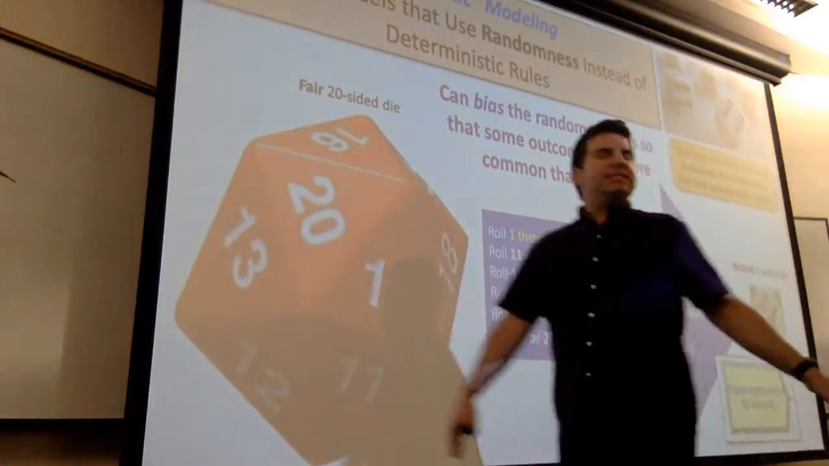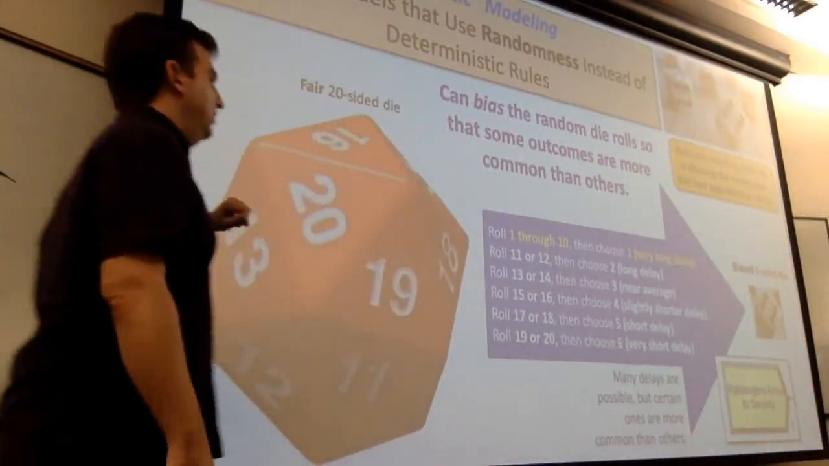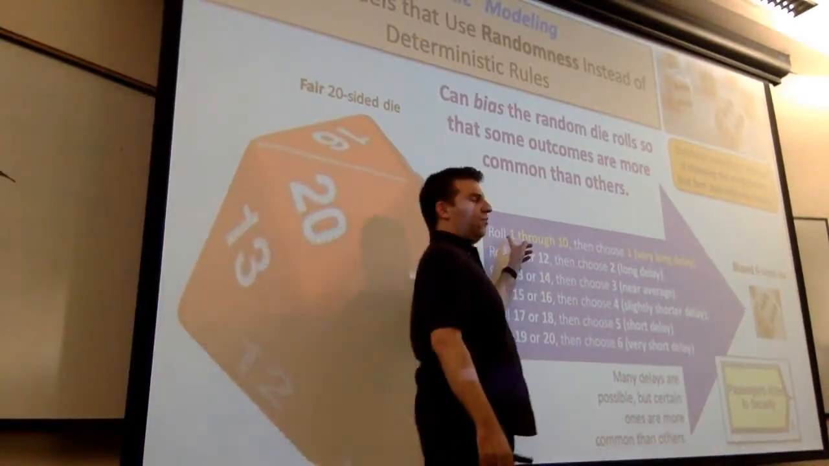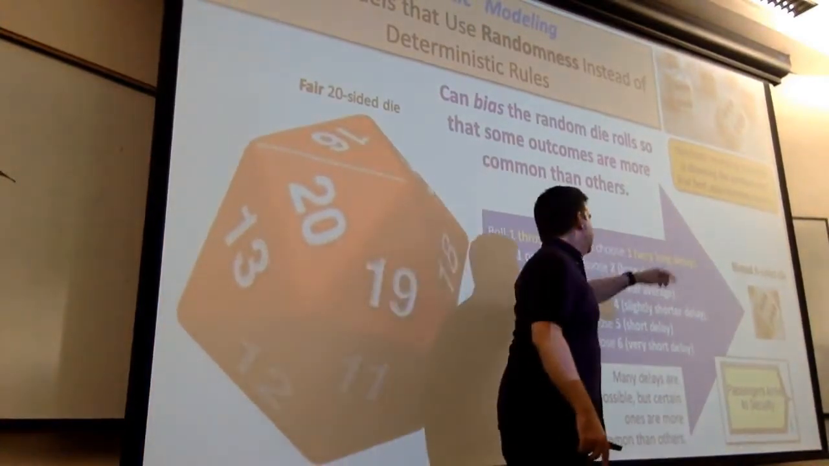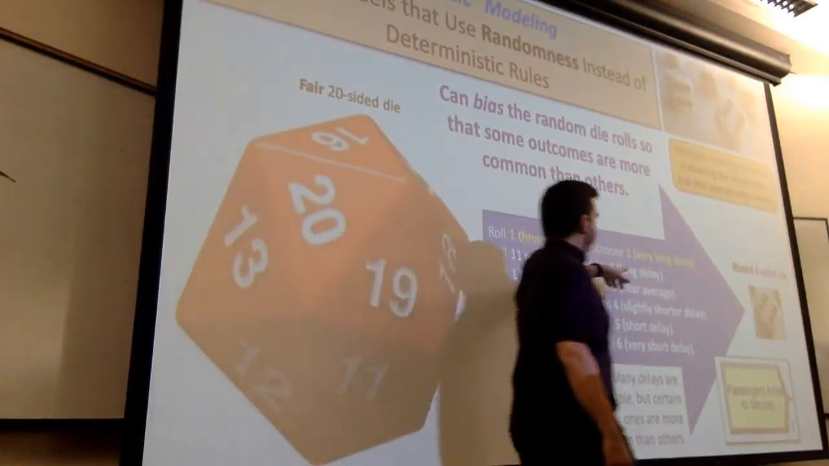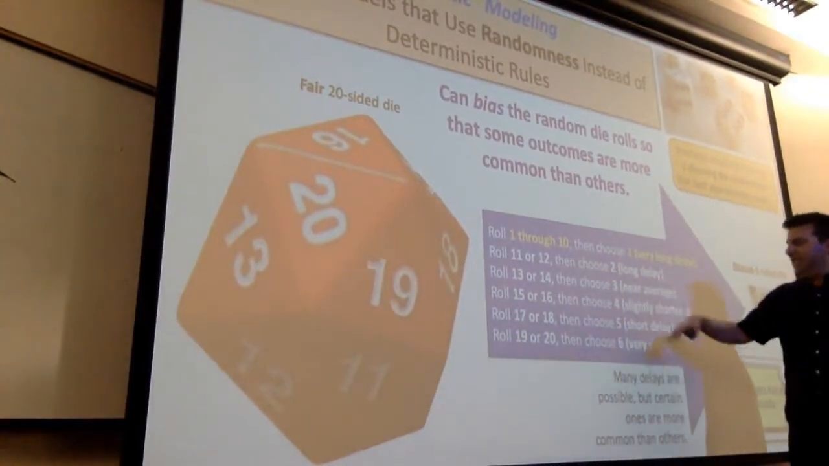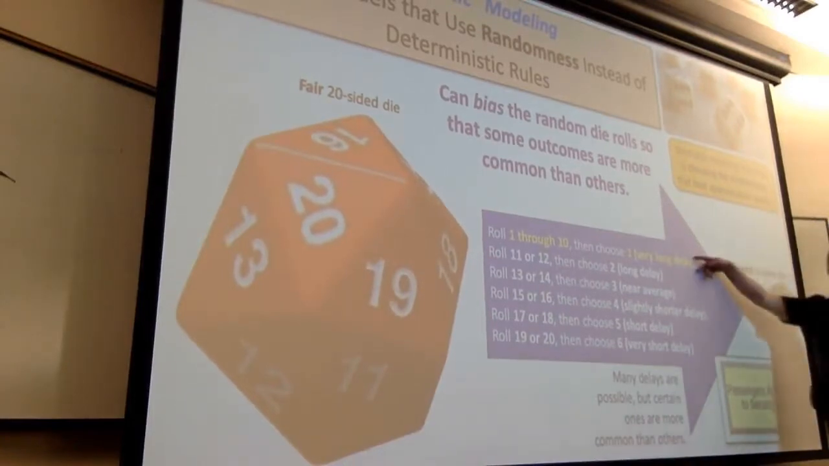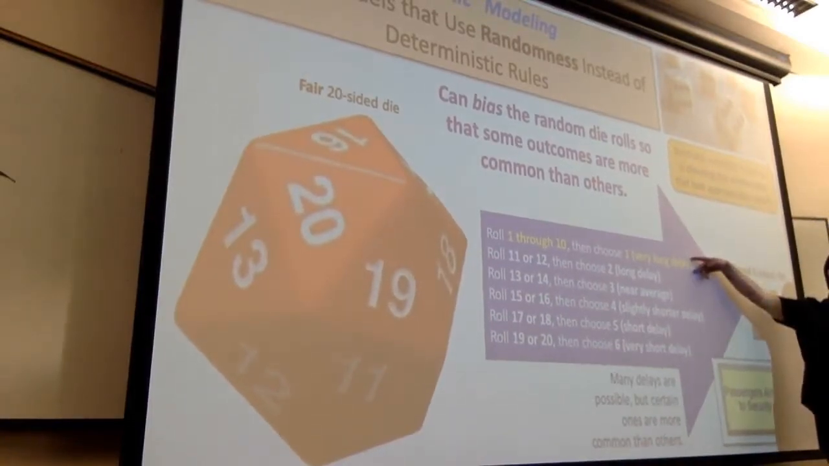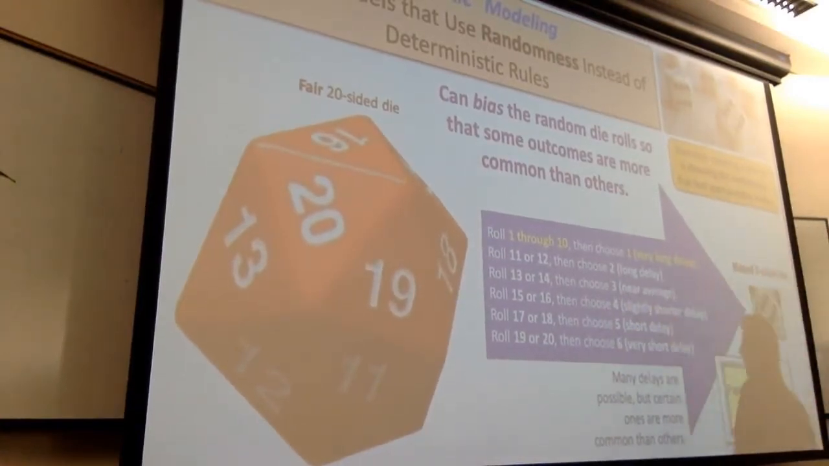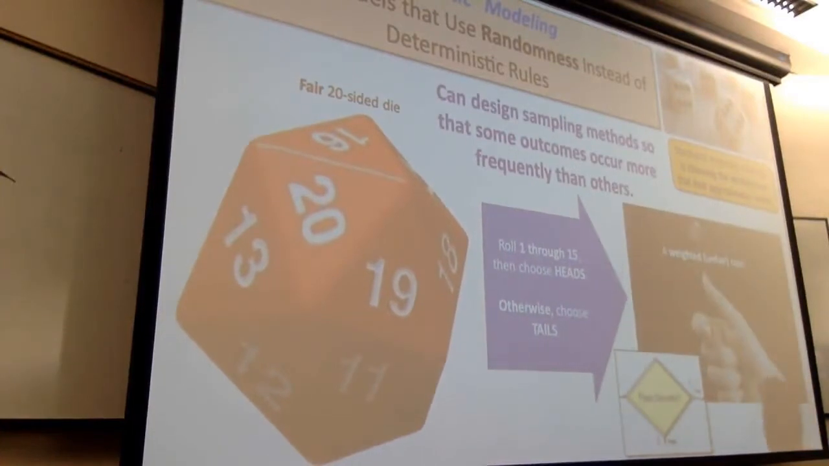If you had a 20-sided die that you rolled, you could come up with a rule where, if I roll a 1 through a 10, I get a very long delay. Otherwise, if I get any of these other pairs, I get long delays, short delays, average delays, or very short delays. So as I roll that die, I've biased it to give me very long delays very often, but it still gives me short delays. This is what we end up doing inside the computer, and that's what we'll talk about doing.